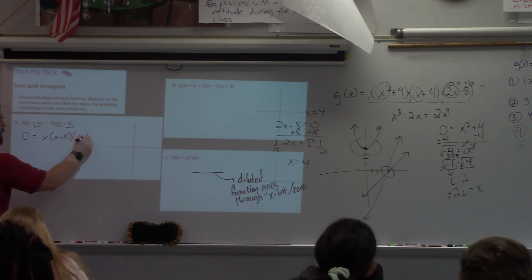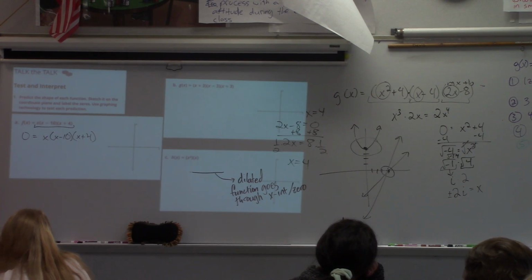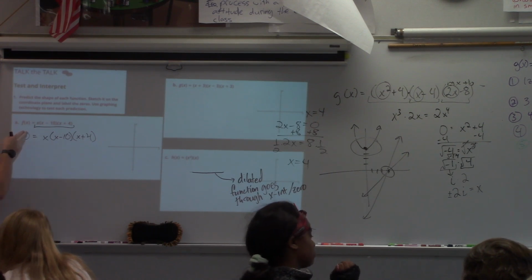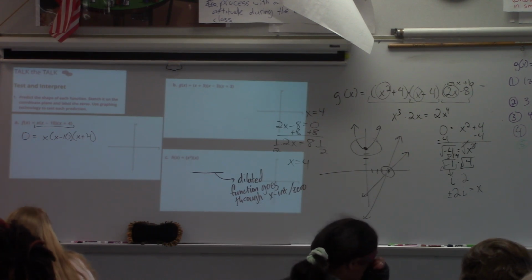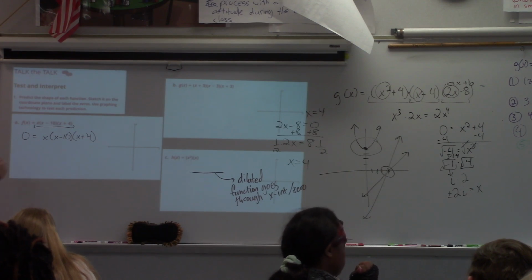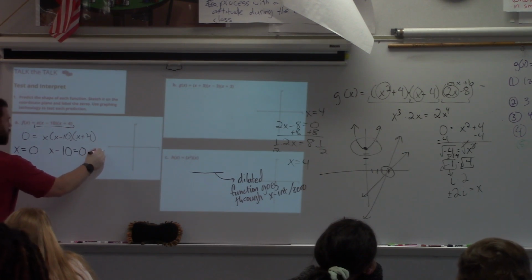And then what key idea should we use here? Zero product property. And a lot of us miss this critical detail. The reason you can use the zero product property is because the only way for a product to equal 0 is if at least one factor equals what? That's the whole idea: in order for a product to equal 0, at least one factor has to equal 0. So x equals 0, x minus 10 equals 0, x plus 4 equals 0.